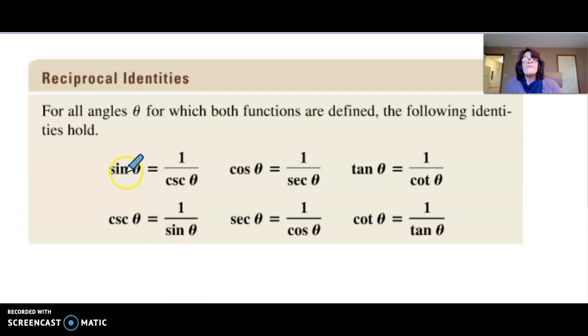Okay, I always remember if one of them has a co, then its reciprocal doesn't have a co. Because some people used to get mixed up. They thought sine and secant were reciprocals. Well, neither one of them has a co. All right, so the reciprocal of sine is cosecant. The reciprocal of cosine, which already has a co in it, is secant. And then tangent and cotangent we usually don't mix up.